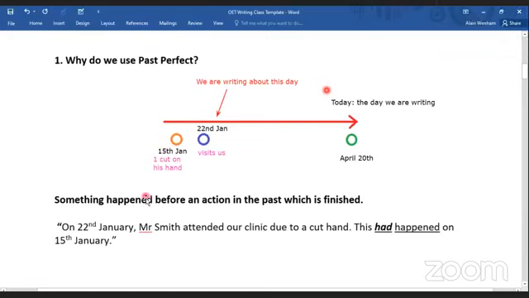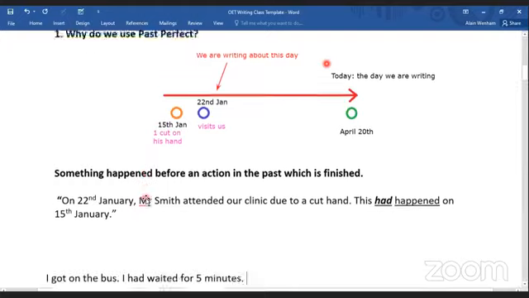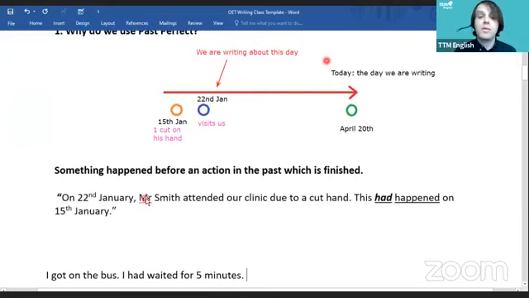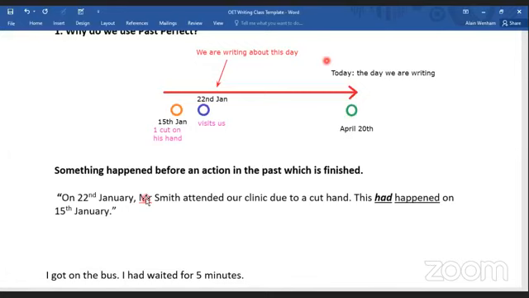Okay? Now, sir, I have a question. Go on. Sir, this had happened on 15th January. On 15th January is a timestamp, no? Can we say this? Can we say on the 15th January? You can. With present perfect, though, you can't. With past perfect, we can mention the time. Good question, right? Okay, thank you.